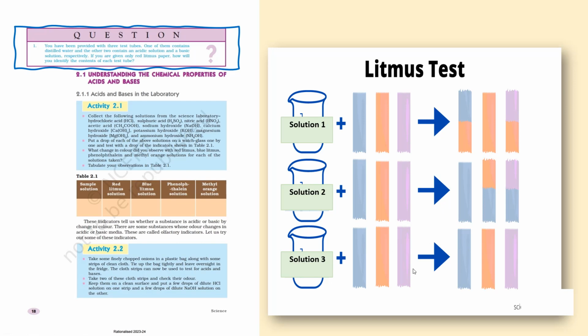Just now we have studied the color change that can happen in the litmus paper based on what kind of solution it is. If a blue litmus becomes red, then it is acidic. That means solution 1 is acidic. If, on the contrary, the blue litmus remains blue while the red litmus becomes blue, it is a base. And if there is no color change, that means it is a neutral solution.